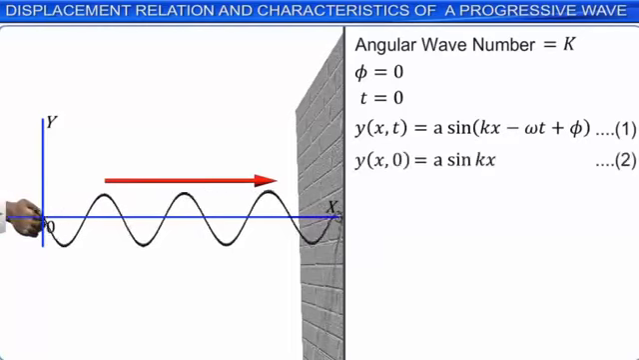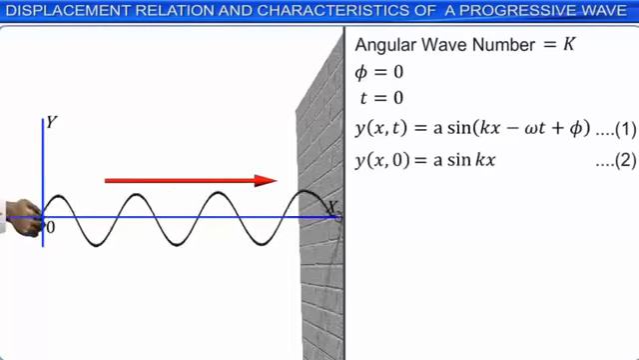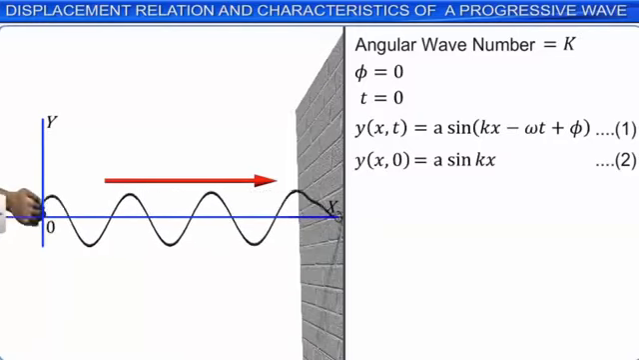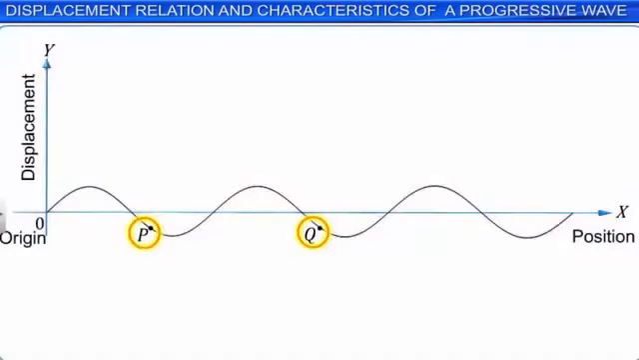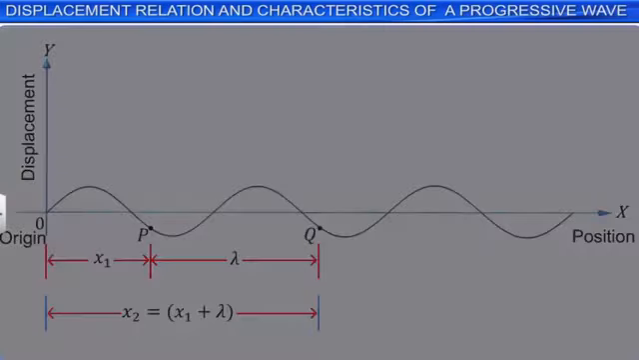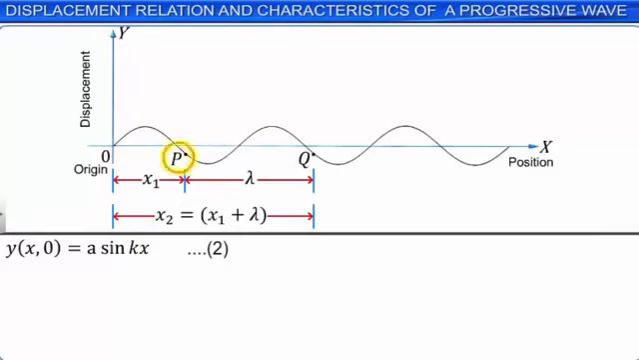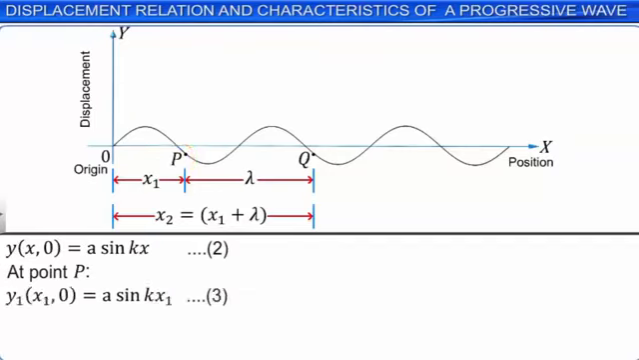Let us mark two points P and Q which are at the same phase on the wave. Point P is at distance x1 from the origin and Q is at a distance x2 from the origin. When equation 2 is applied at points P and Q, at point P we get y1 of x1,0 is equal to A sine k x1. Let this be equation 3. And at Q, we get y2 of x2,0 is equal to A sine k x2. Let this be equation 4, where y1 is the displacement at P on the y-axis, and y2 is the displacement at Q on the y-axis.